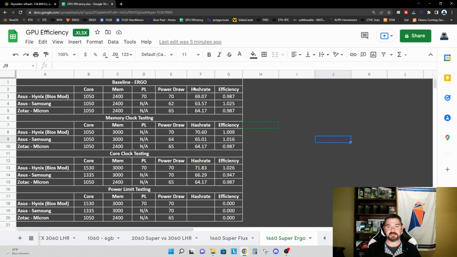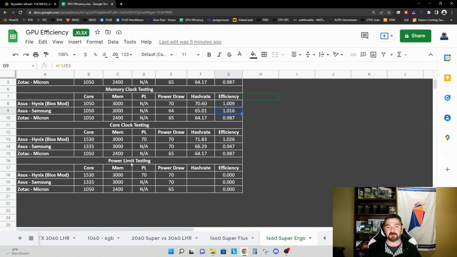So you can see with our baseline here, our efficiency on the BIOS modded card was 0.987, and the efficiency on the ASUS with the Samsung memory was 1.025. But as we went through, we did the memory clock testing, we saw an improvement in the efficiency on the BIOS modded card and a small decrease in the efficiency on the ASUS with Samsung memory, and of course, no change on the Zotac. Then when we got to the core clock testing, we saw another increase in efficiency on the BIOS modded 1660 Super and a further decrease in efficiency on the ASUS with Samsung memory, because we did see a rather large jump in our power draw as we increased the core clock from 1050 up to 1335.